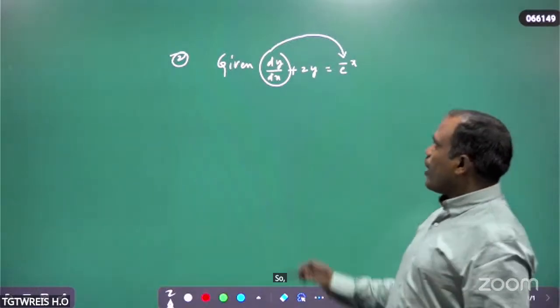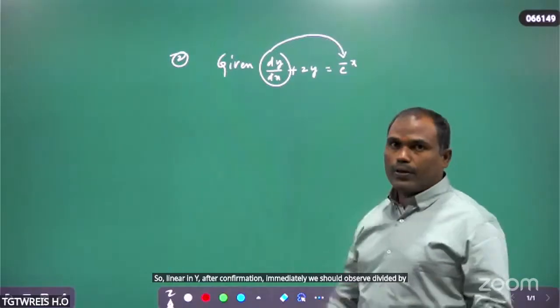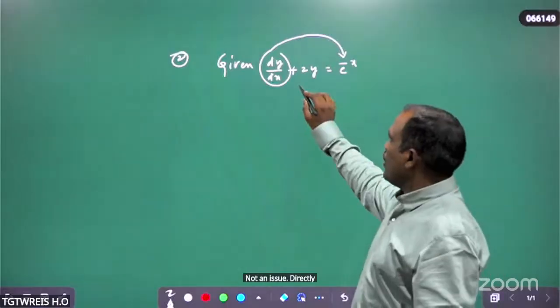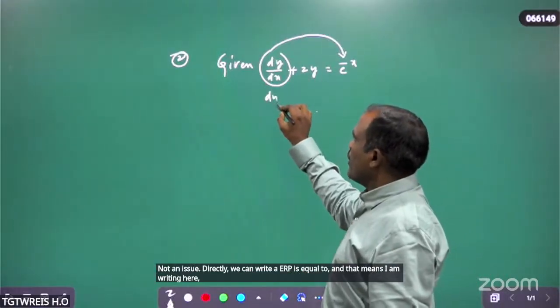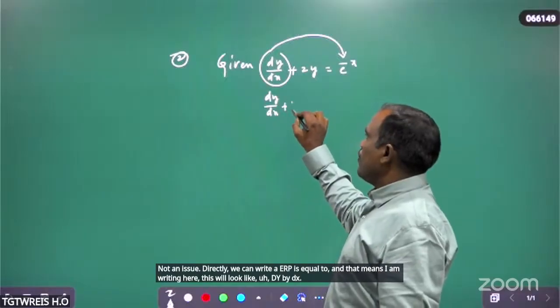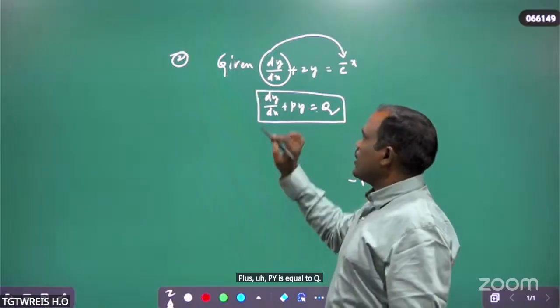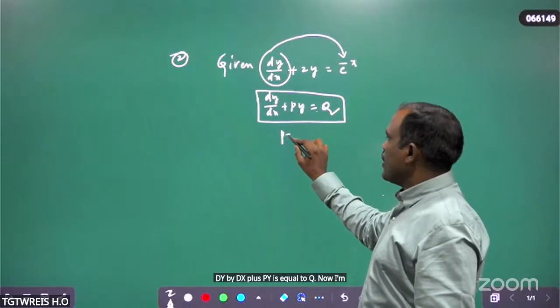So, linear in y, after confirmation, immediately we should observe that the dy by dx coefficient should be 1 only, and here 1 is there, not an issue. Directly we can write, this will look like dy by dx plus py is equal to q. dy by dx plus py is equal to q. Now I am writing here p is equal to 2.